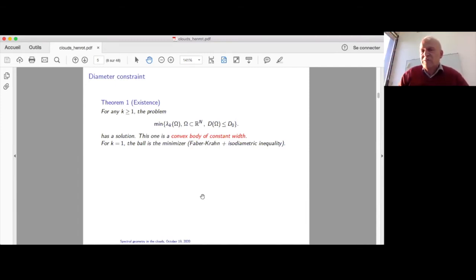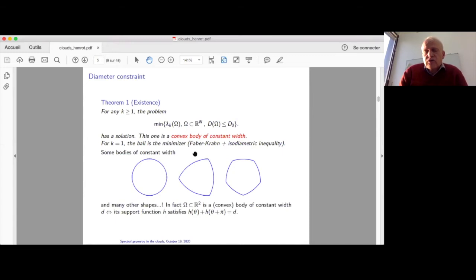So since you are minimizing, you want the diameter constraint to be saturated in any direction, which gives you these so-called convex bodies of constant width. Obviously, for k equals 1, the ball is still the minimizer because it's a consequence of the Faber-Cahn inequality.